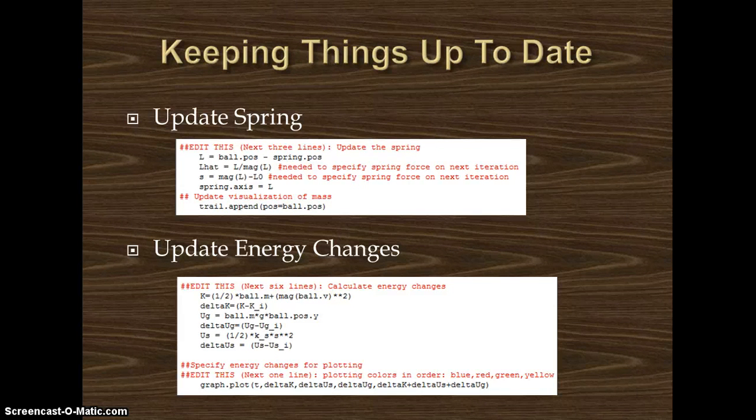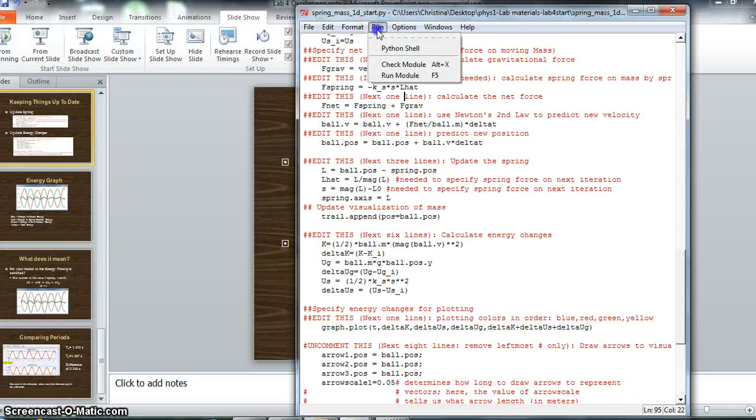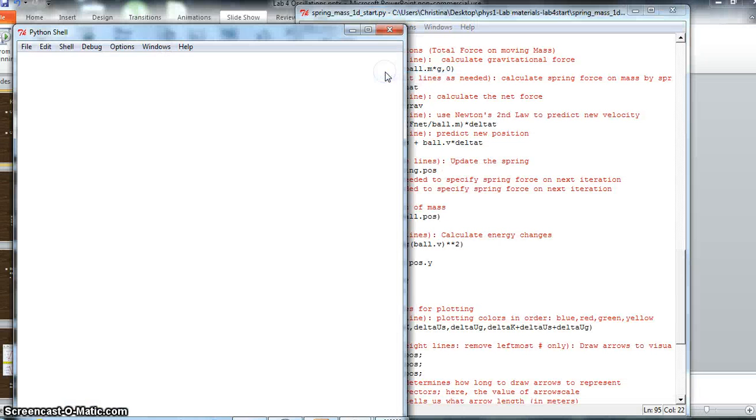Since the position and length of the spring is changing, I use these lines of code to update the spring with each time step. My changes in all energies also need to be updated with each iteration. We then plot all these changes into a graph. Now let's run the model.